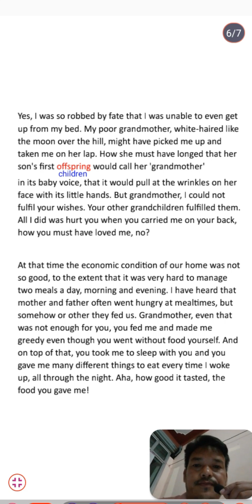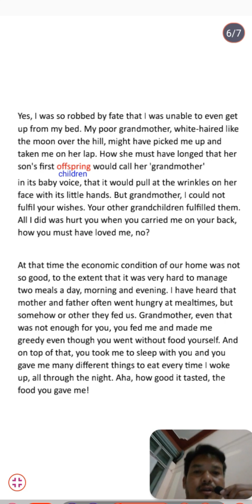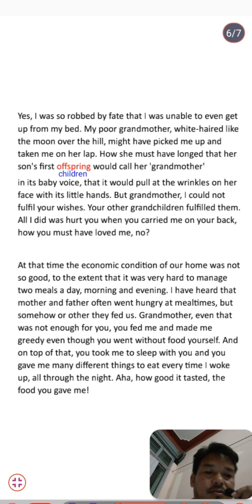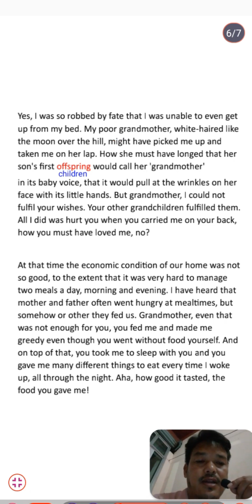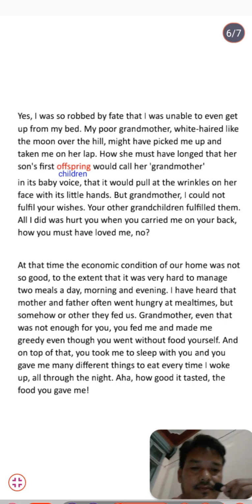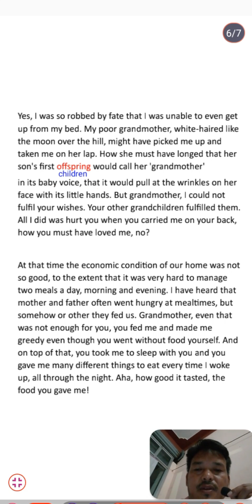And how she must have longed that her son's first offspring, here meaning children, son and daughter, would call her grandmother. How she must have yearned that her first grandchild would call her grandma. It means she would be very happy after hearing the word grandma from her son's children, in its baby voice, and that it would pull at the wrinkles on her face with its little hand.